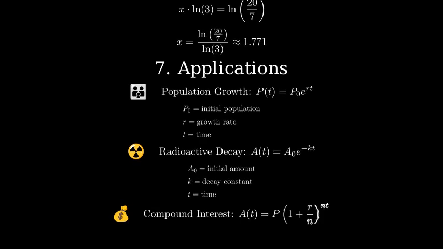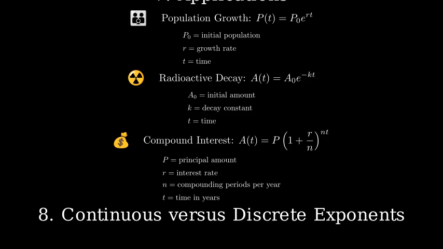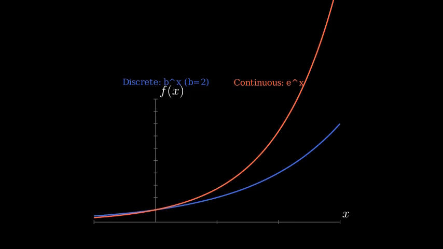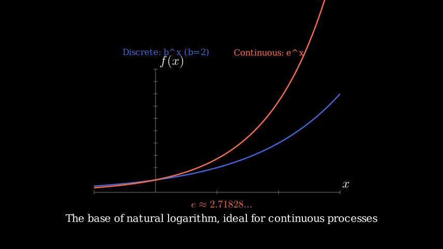Third, compound interest uses the formula A of t equals P times 1 plus r divided by n, all raised to the power of n times t, where P is the principal, r is the interest rate, n is the number of compounding periods per year, and t is time in years. Finally, let's discuss the difference between continuous and discrete exponents. For discrete modeling, we use a general base b, as in the form b to the power of x. For continuous processes, we often use the special base e, which is approximately 2.71828. This special number e is particularly useful for natural growth and decay processes and appears in the form e to the power of k times x.